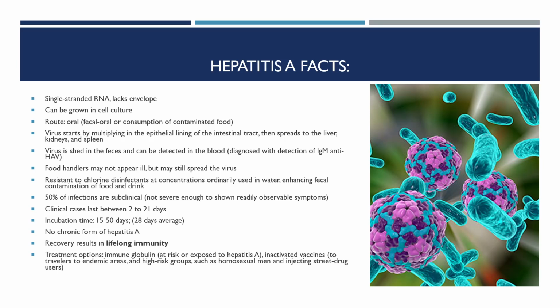Treatment options include immune globulin for those at risk or who have been exposed to hepatitis A. So you could take it as a pre-exposure prophylaxis, or PrEP, or as a post-exposure prophylaxis, or PEP. And you can take it as an inactivated vaccine, which is common for travelers who are going to endemic areas and for high-risk groups such as homosexual men and injecting street drug users, or IDUs. It's also part of the recommended vaccination schedules for children, adolescents, and adults.